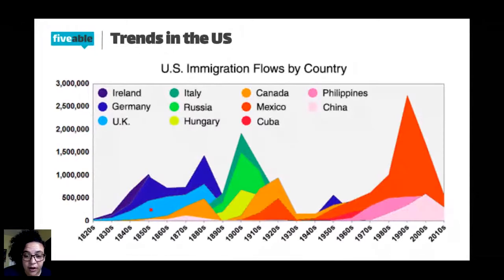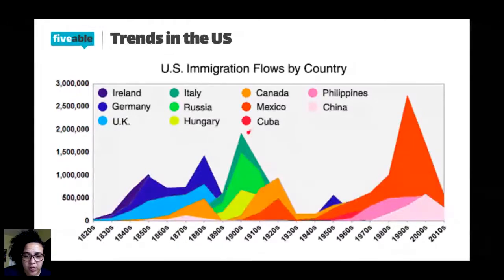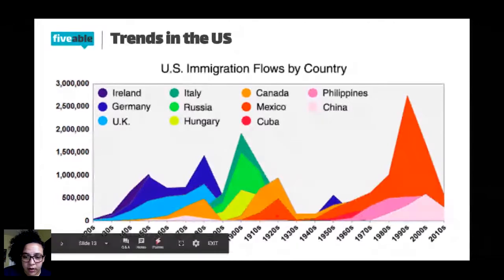Then the shift here, this is where migrants tend to be from Eastern Europe. So it totally shifts, Eastern and Southern Europe. So you see Italy, Russia, Hungary, we've got Mexico will start in here. Canada is always going to be part of it because it's close. But the shift right here is that Western Europe was kind of no more. And then here is when Eastern Europe starts flowing in. Okay, so right around the turn of the century is when that happens.